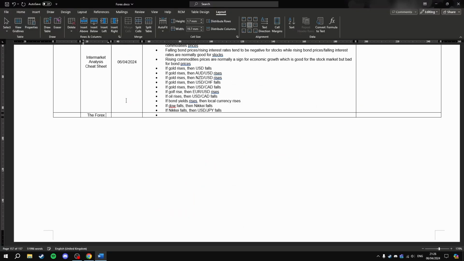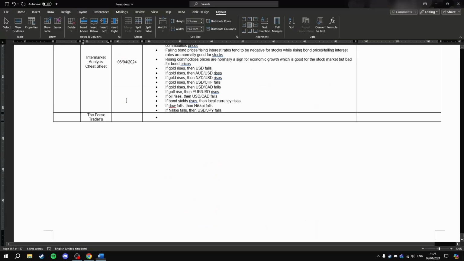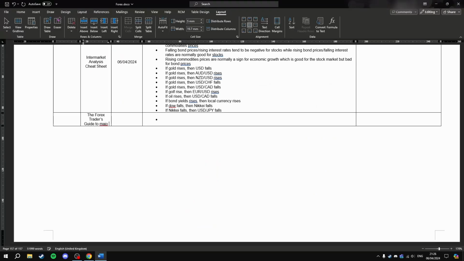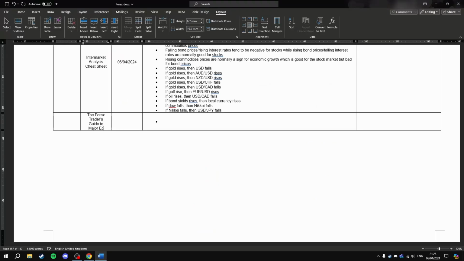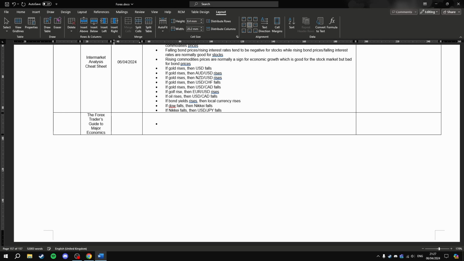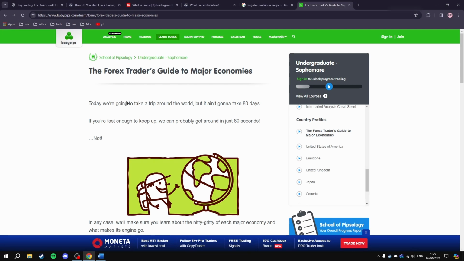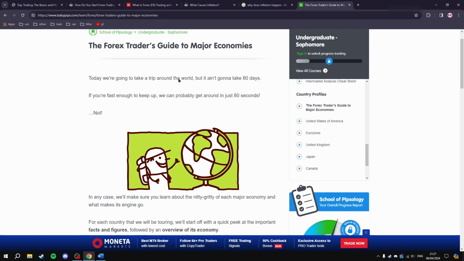The Forex Trader's Guide to Major Economies. Today we're going to take a trip around the world, but it ain't going to take 80 days. If you're fast enough to keep up, we can probably get around in just 80 seconds.